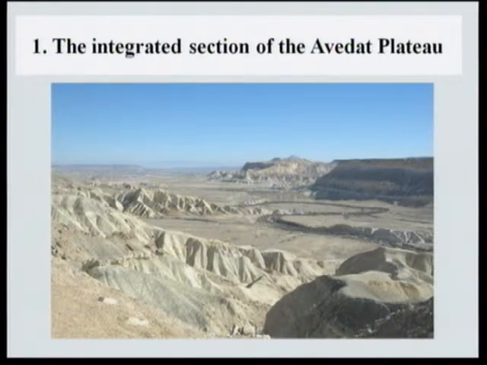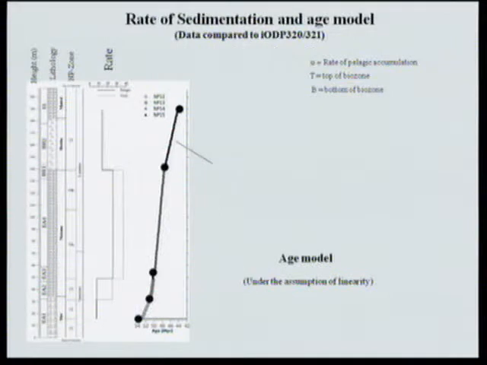Let us begin from the integrated section of the Avdat Plateau. First, we have the integrated section, more Nitzana, Hosha, and Matred formations together. And we have the lithologies. We have markers of calcareous nanofossils that are telling us what was the time. And by correlating these results to the IODP, the ocean drilling project, we can give real, absolute ages. And if we have absolute ages, we can calculate the rate of sedimentation.